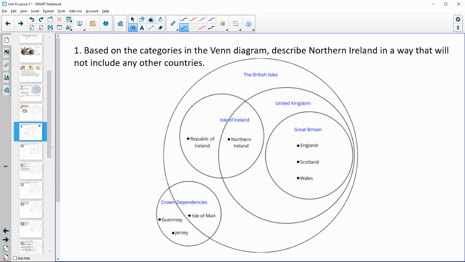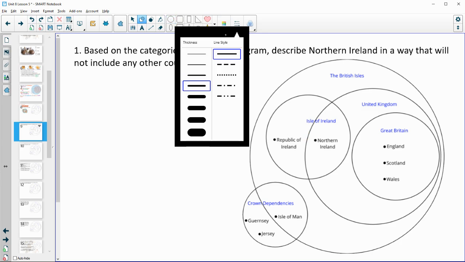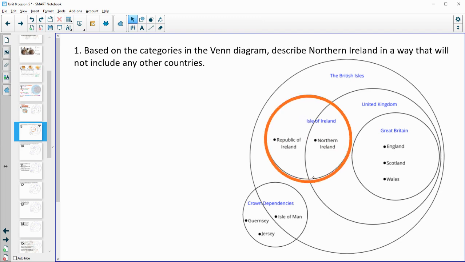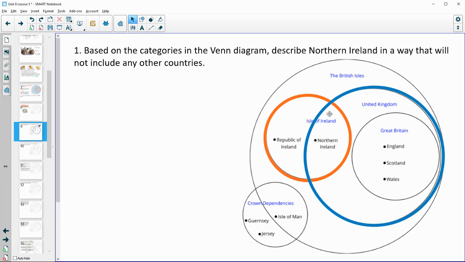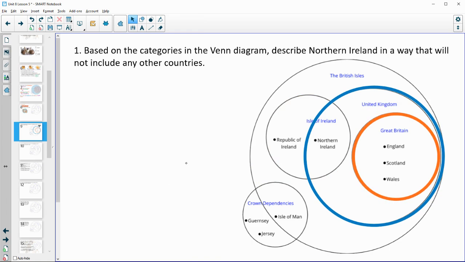All right, so number 1 says, based on the categories in the Venn diagram, describe Northern Ireland in a way that doesn't include any other countries. So let's find Northern Ireland. I see Northern Ireland here. It's definitely in the Isle of Ireland. But we don't want it to be in any other country. So we could say that it's in the Isle of Ireland and it's also in the United Kingdom. That would be one way you could have described it. You also could have said that it's in the United Kingdom, but not in Great Britain. That would be another way you could have described Northern Ireland.